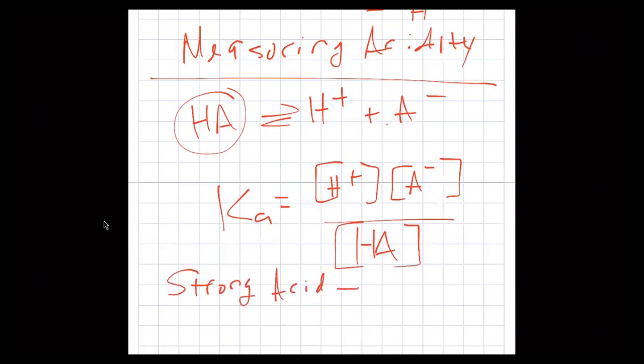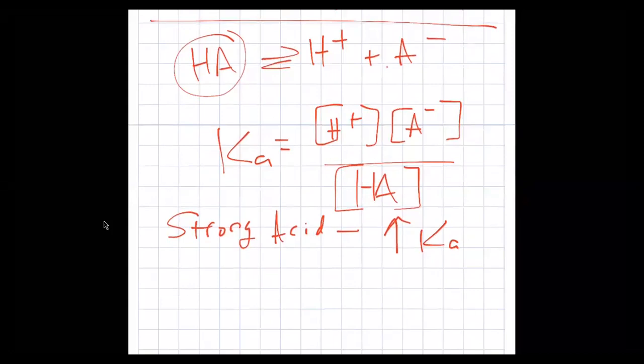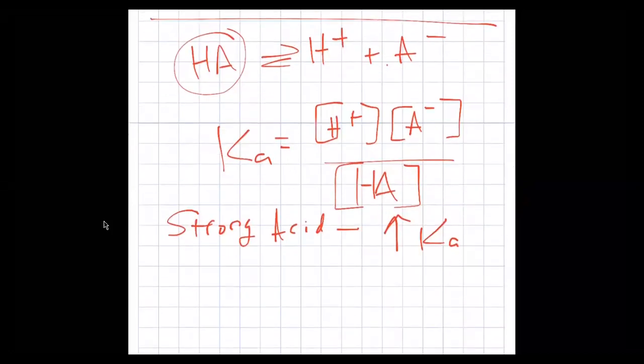was Ka high or low? Right? Ka is a big number for a strong acid. Are you following? And this is measuring basically when you add an acid to water and it dissociates completely or almost completely. Right? So for a strong acid, you have a high Ka, and this is fully dissociated. So fully broken up.